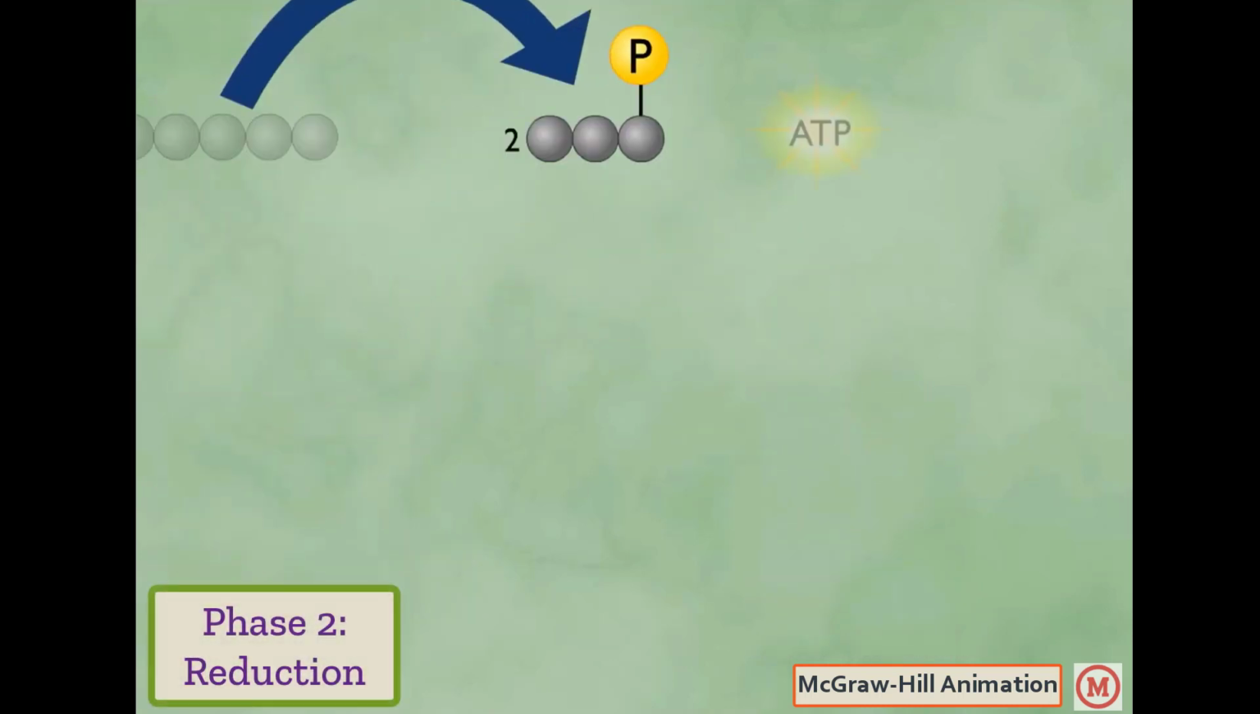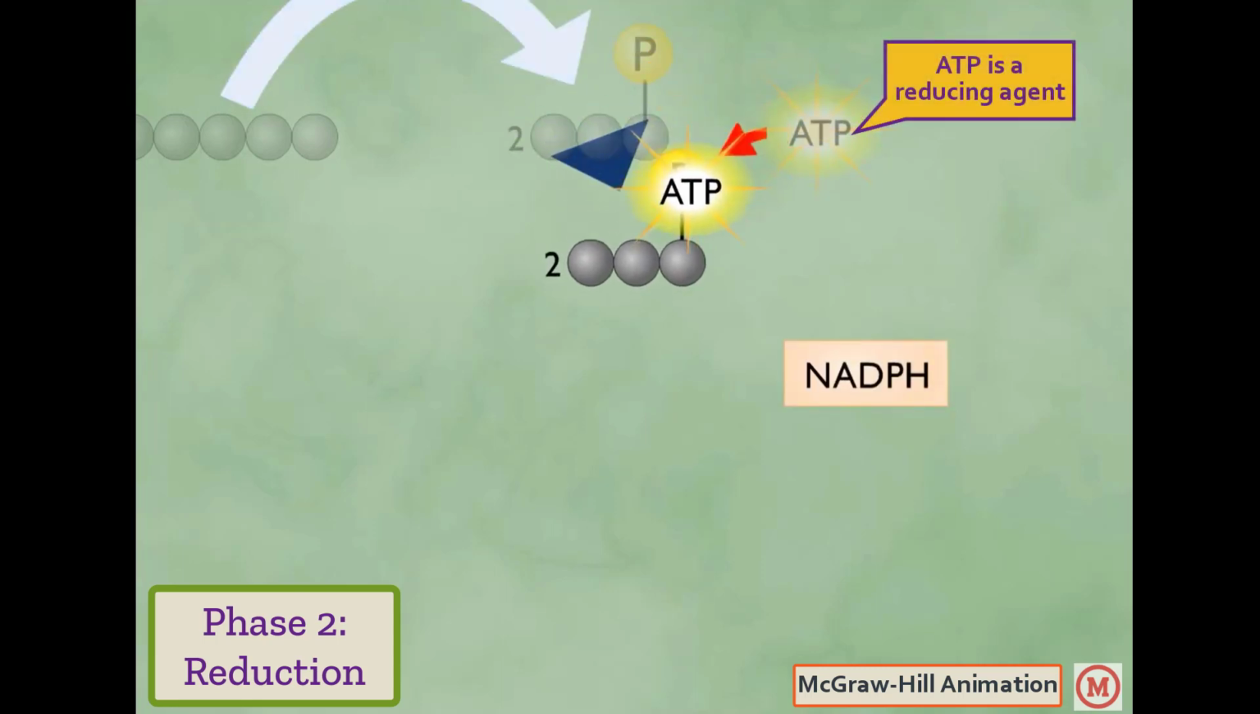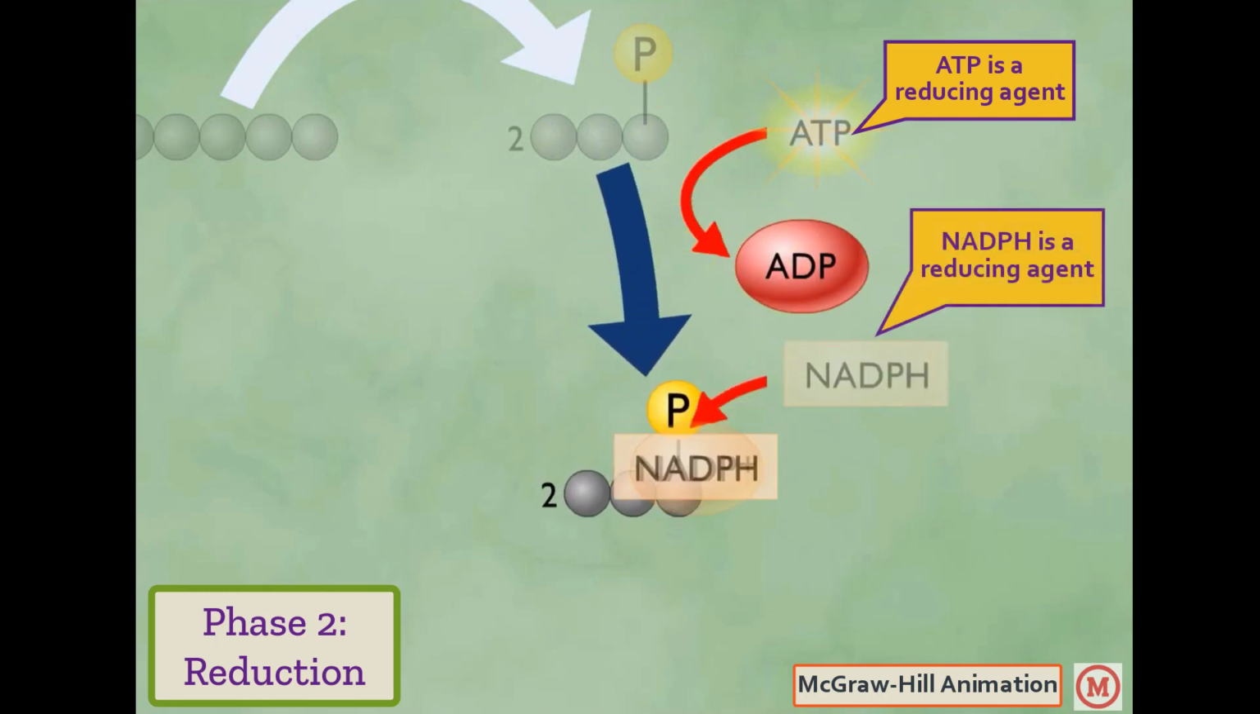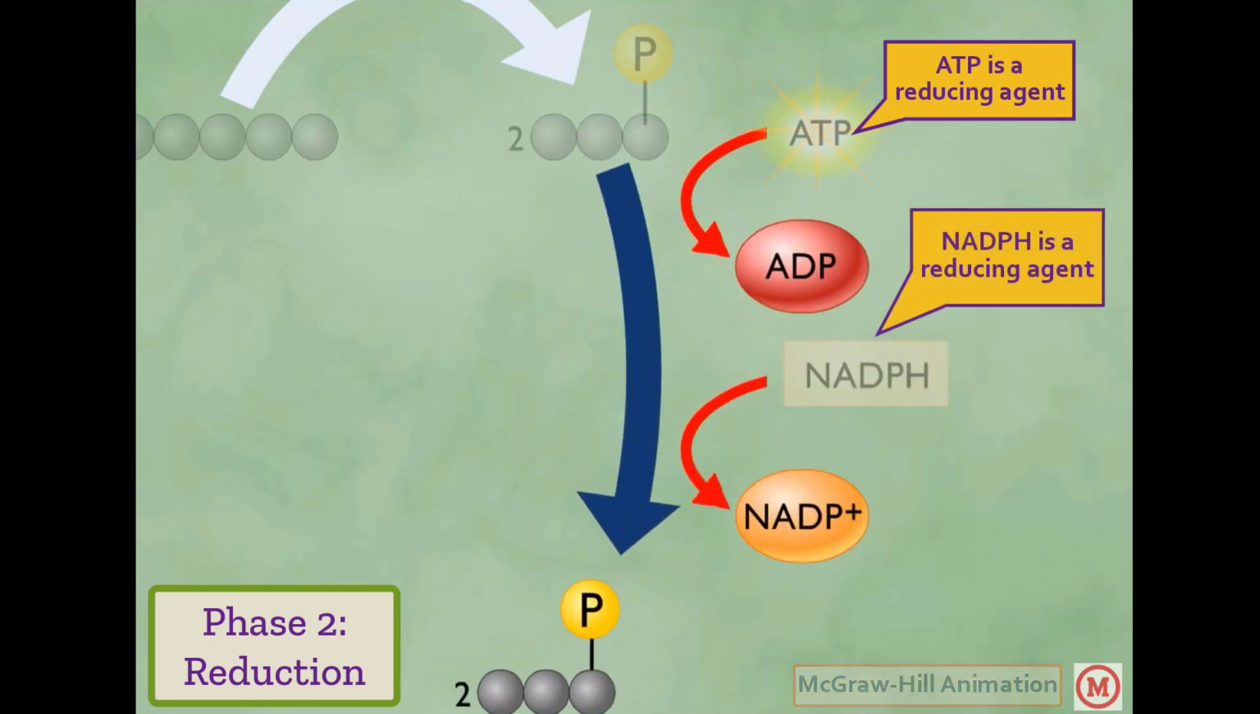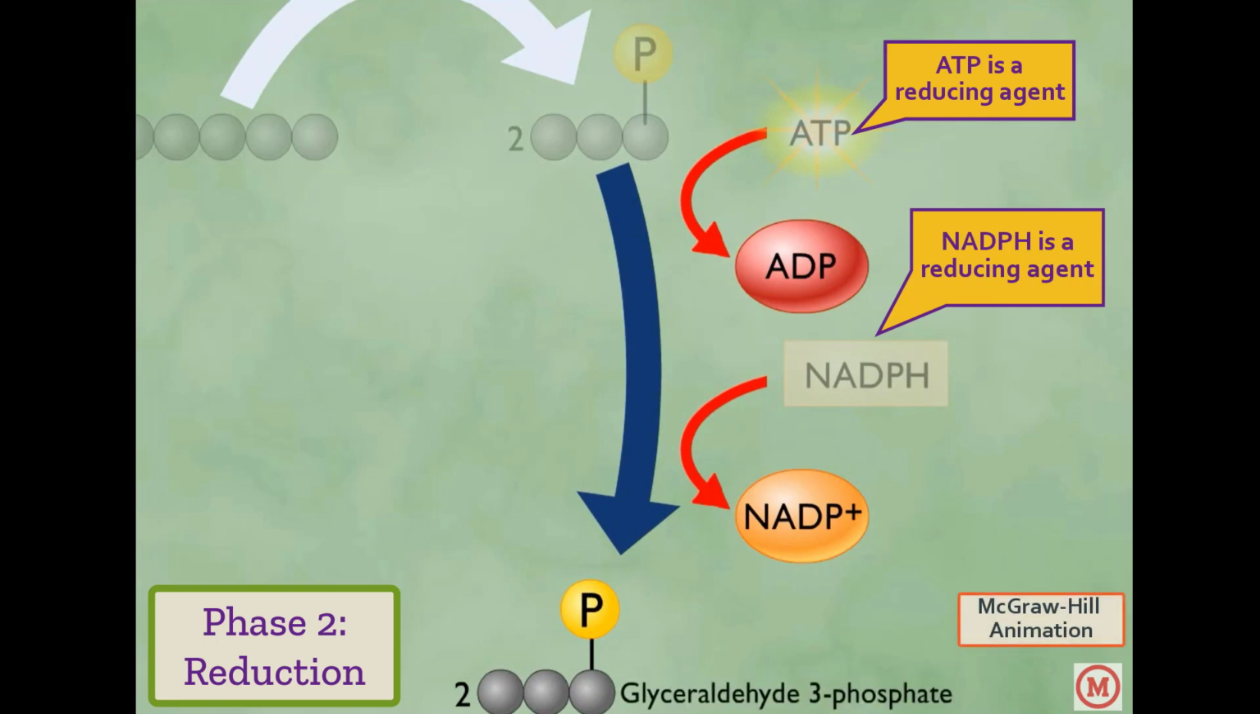Using energy from ATP and reducing power from NADPH, which are products of the light reactions, the pair of 3-phosphoglycerates move through a series of reactions and are converted into 2 molecules of glyceraldehyde 3-phosphate.